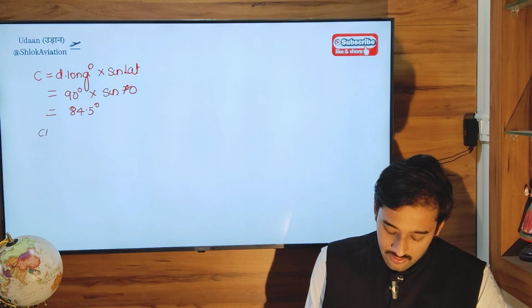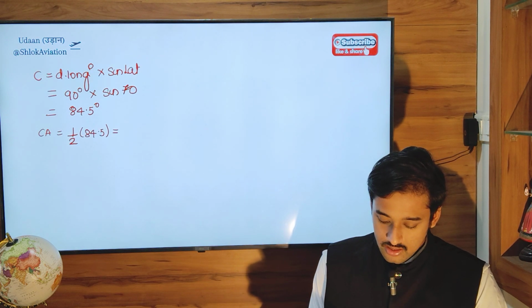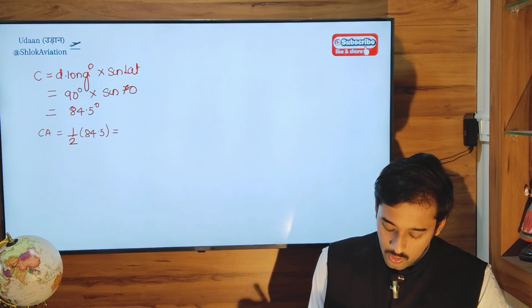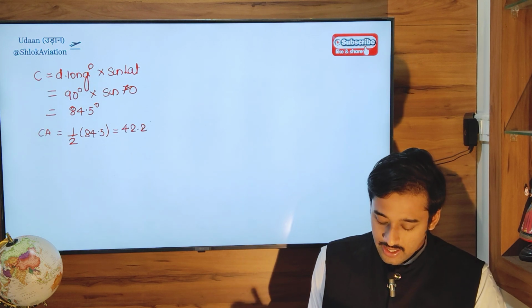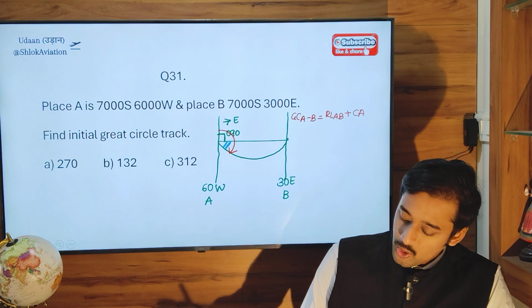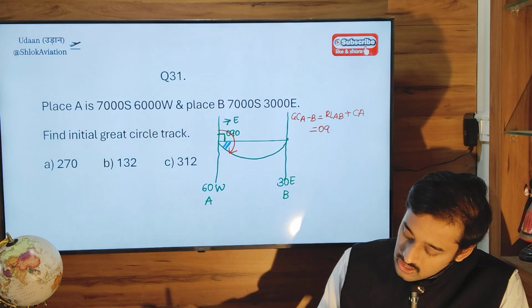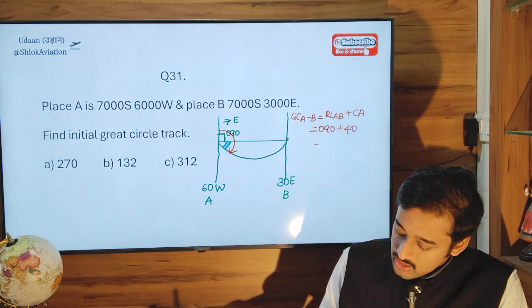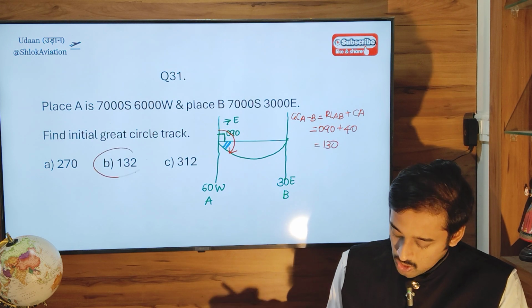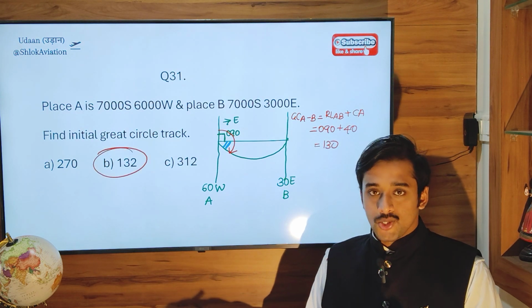So convergency angle will be half of that, which is 42.2, approximately 40 degree. So great circle A to B equals to how much? Rhumb line A to B plus 40, which is 130. So option B is the correct option, the closest option.